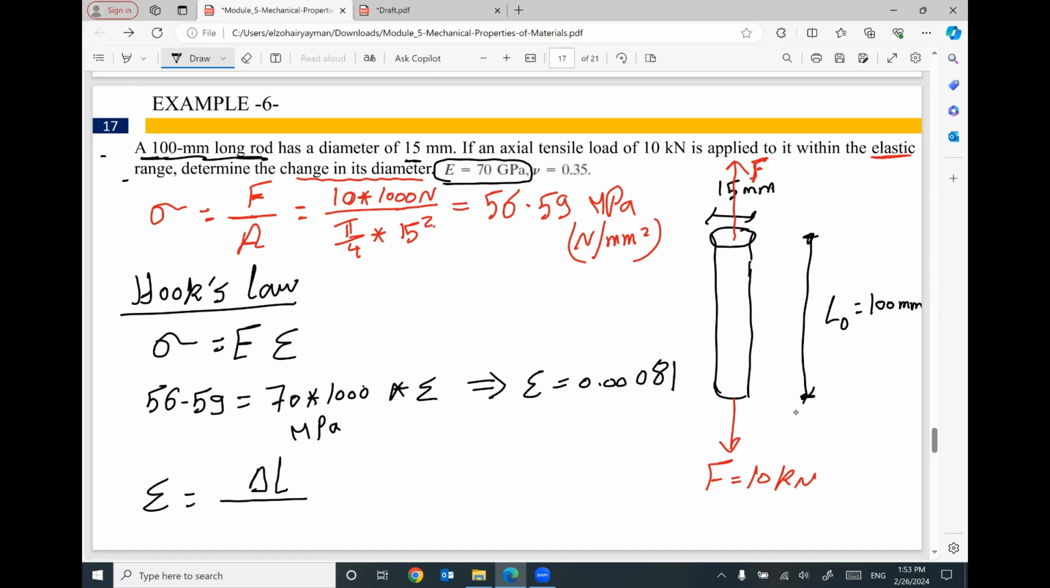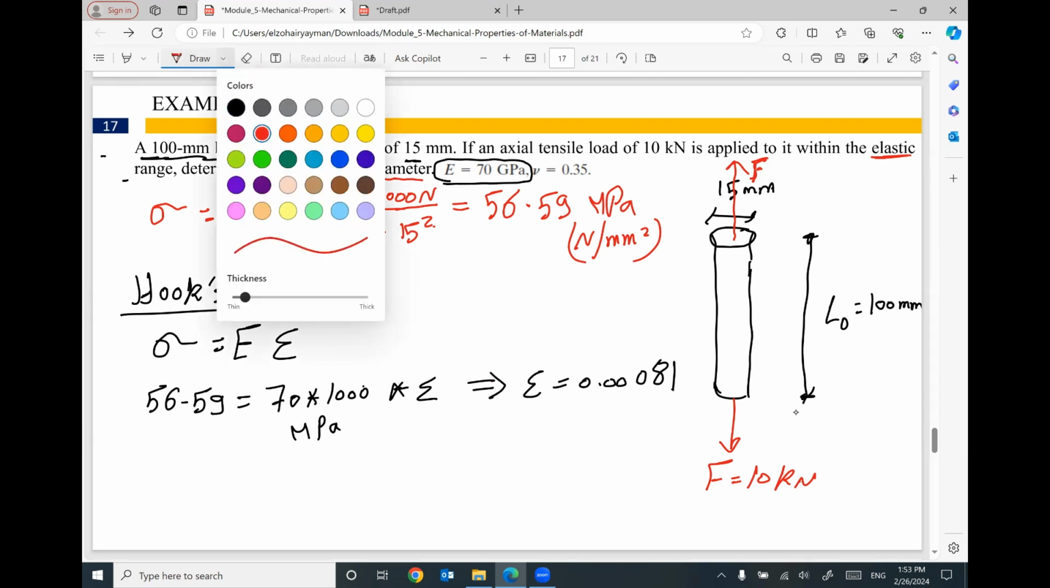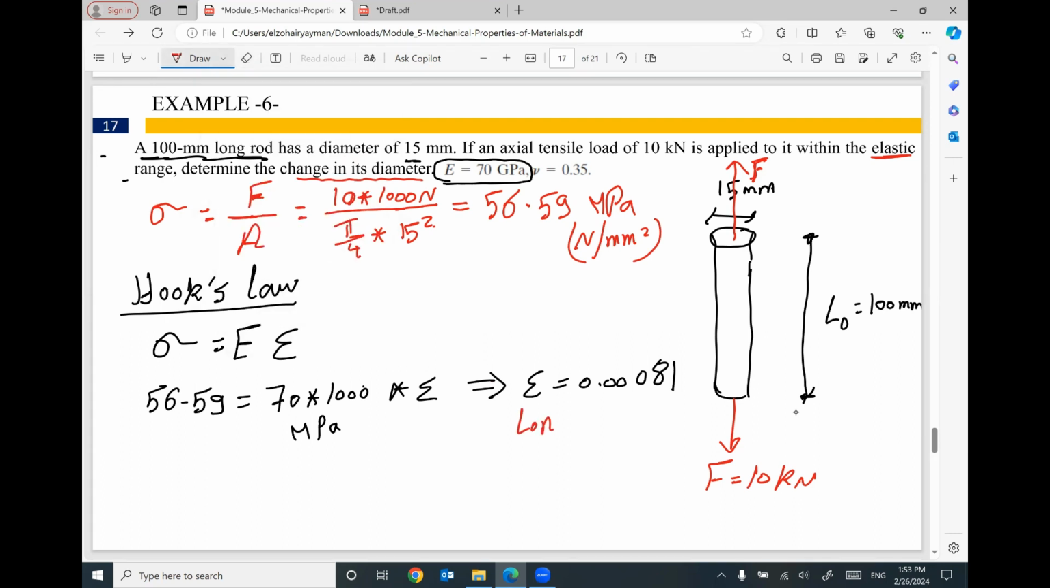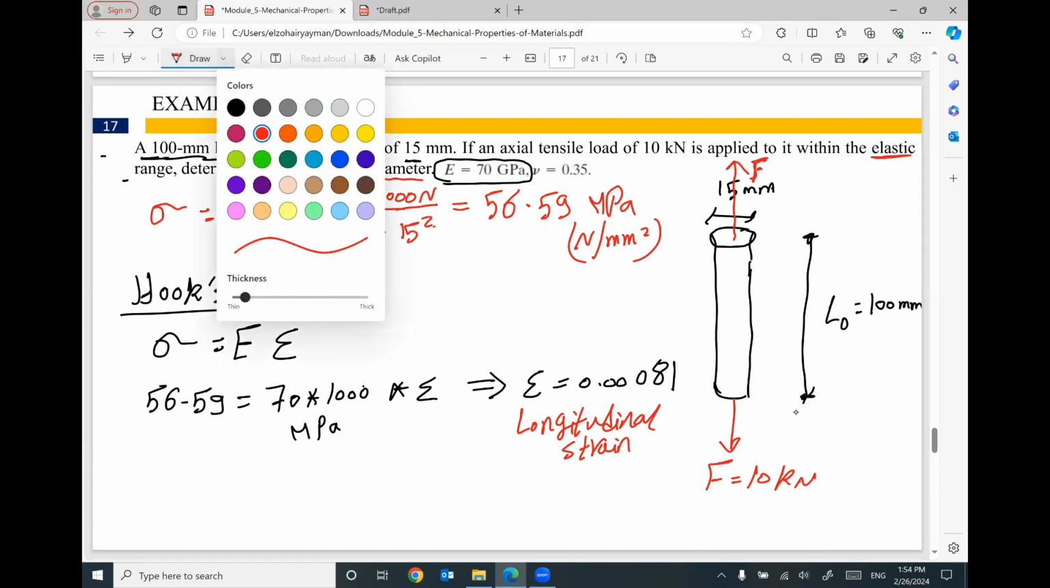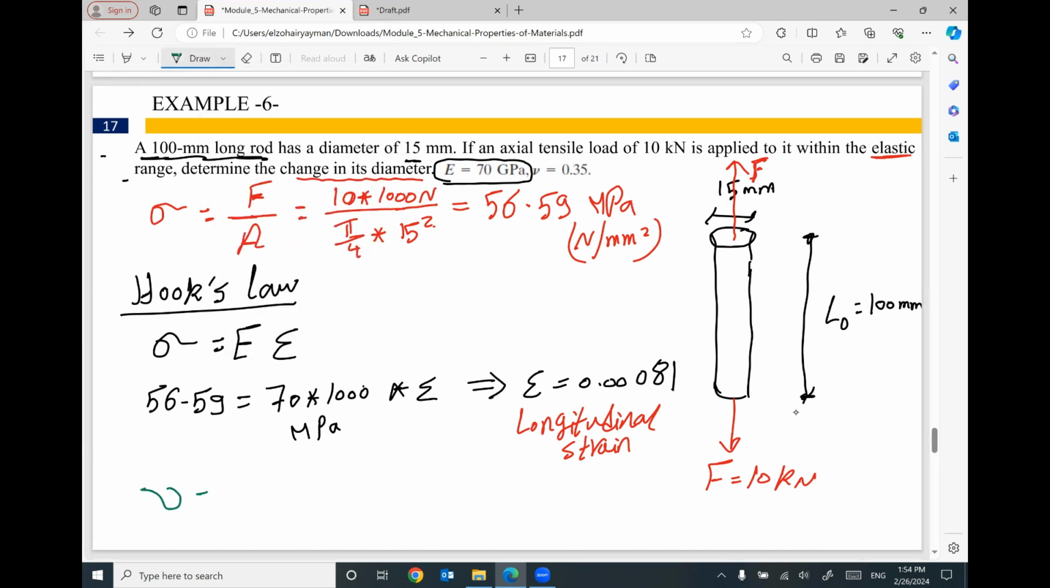I'm sorry, wait. So this strain is called longitudinal strain. The strain in the same direction of the applied force. Keep in your mind your Poisson ratio, which is given, nu, equal the ratio between the lateral strain divided by the longitudinal strain.